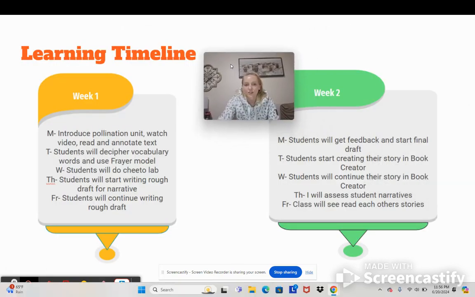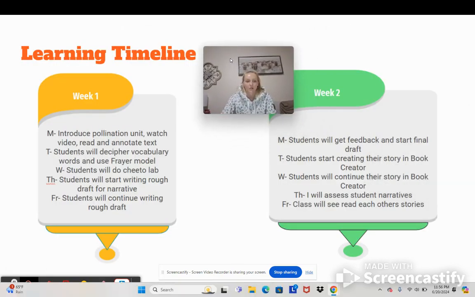And this is the learning timeline. I thought it would take 2 weeks for the pollination unit. Week 1, Monday, we'll introduce the pollination unit, watch the video, read and annotate text. And then Tuesday, students will decipher vocabulary words using the Frayer model. I'll support students as needed, and I'll explicitly explain the vocabulary words and definitions.